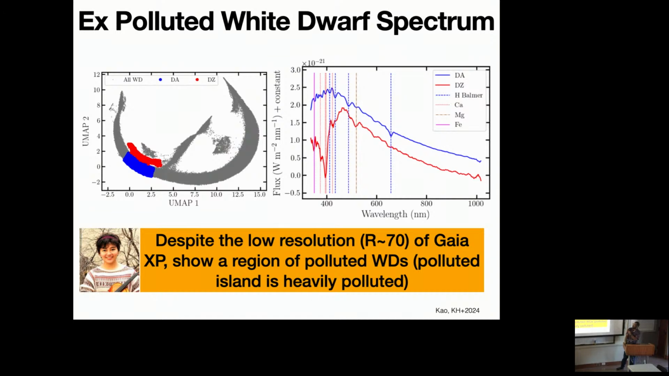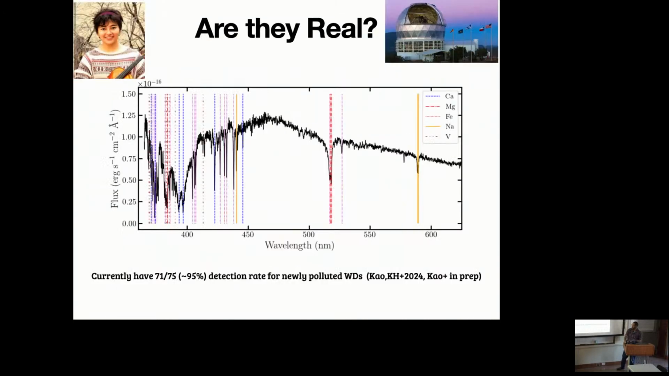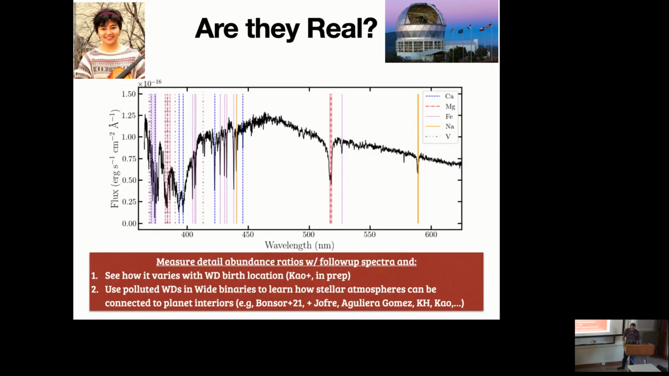And you might ask, does this actually work? Can you use this map to find the polluted white dwarfs? Well, we actually observed more than 70 of them with the Hobby-Eberly Telescope low-resolution spectrograph. And this is what their high-res spectra look like. Beautiful, beautiful, many, many absorption features, many, many absorption lines here. And so now we're in a position where we can measure the detailed abundance ratios with these follow-up spectra and actually begin to ask the question, does planet chemistry change? The interior of planets, do they change as you move around in the galaxy?